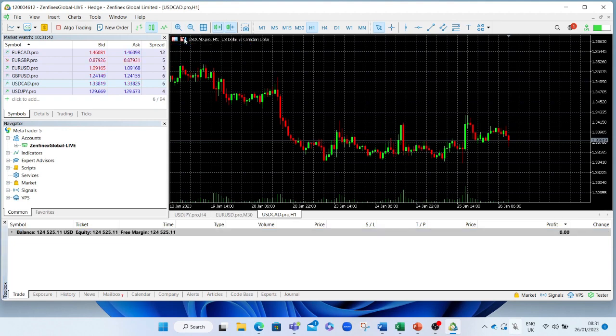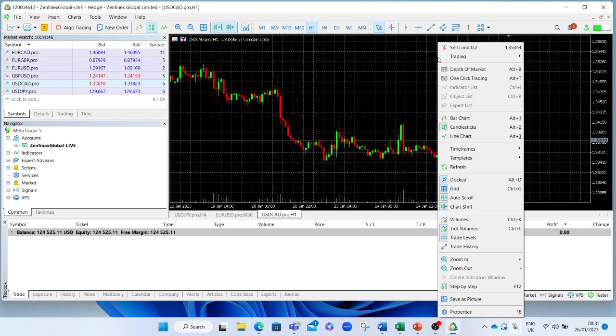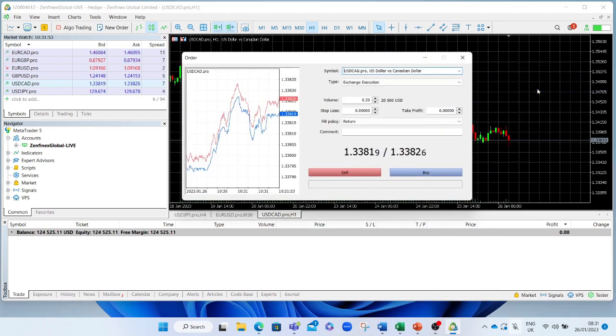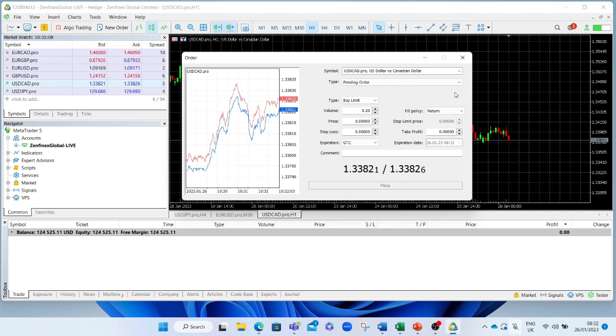The second method of placing orders is we're able to right click on the chart, and by pressing the trading tab and new order box, we're able to determine where we would like to enter the market. And we can use either immediate execution or pending order. Let's pick pending order in this example.